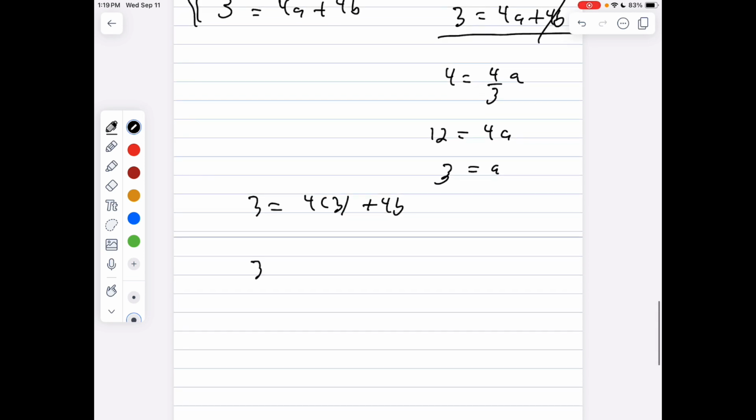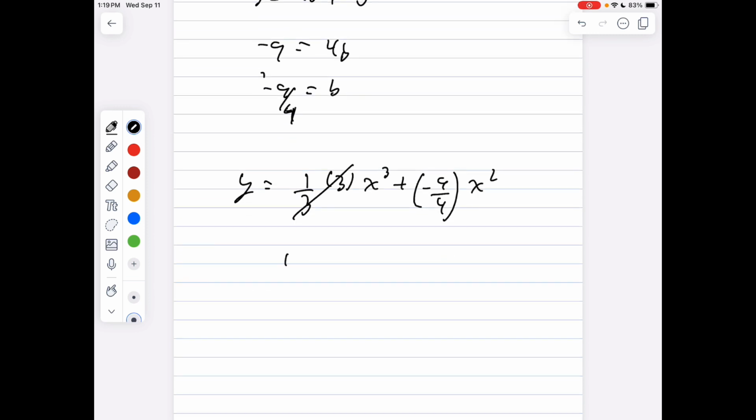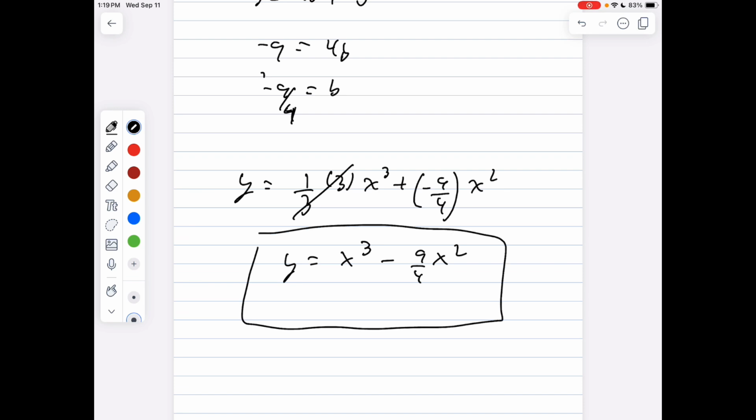So you get 3 equals 12 plus 4b. 4b equals minus 9. So b equals minus 9/4. And there you go. So your function would be 1/3 a, so 1/3 times 3 x cubed plus minus 9/4 x squared. And simplifying a little more, it gives you x cubed minus 9/4 x squared. So that would be your function that has those desired properties.